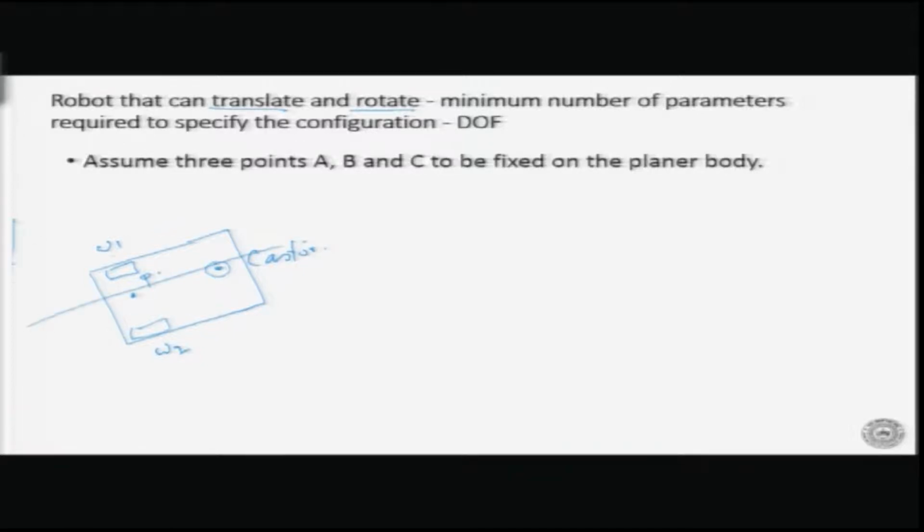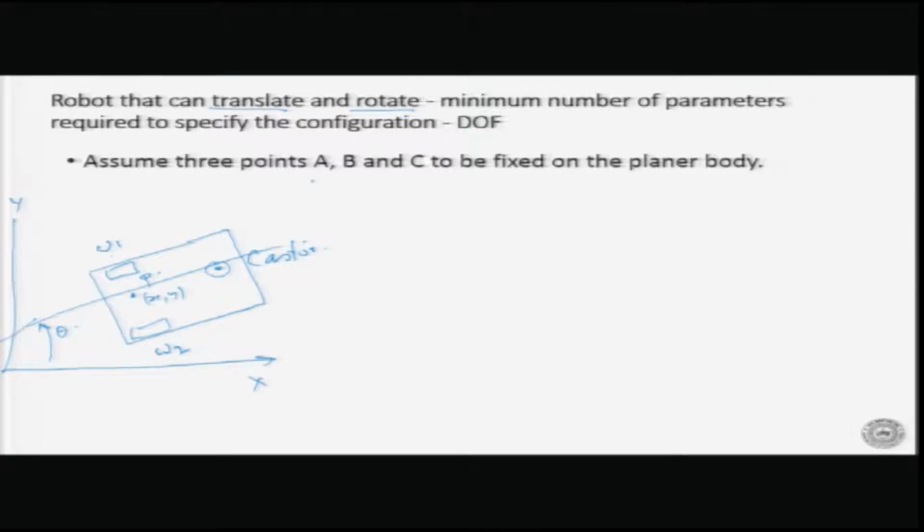Now, if I draw my axis, this is my x axis, that is my y axis. Now, this point P has coordinates x and y, and this makes an angle of theta with the x axis. Now, the question is that I want to find out the degrees of freedom of this robot. It is a planar robot, it can rotate, and it can also translate. Now, if I want to find out the degrees of freedom of this robot, how do we proceed?